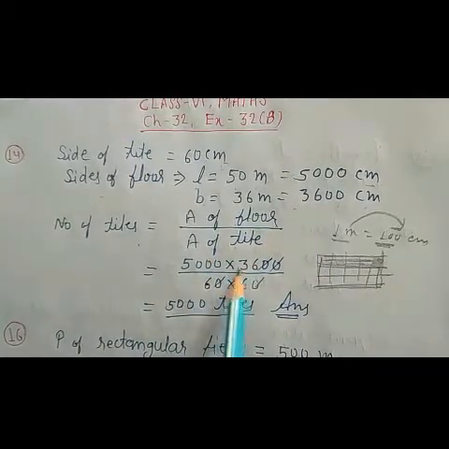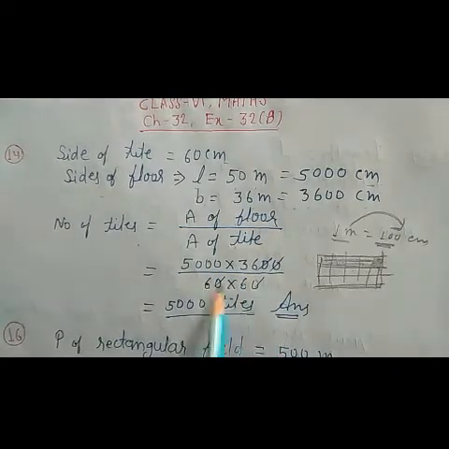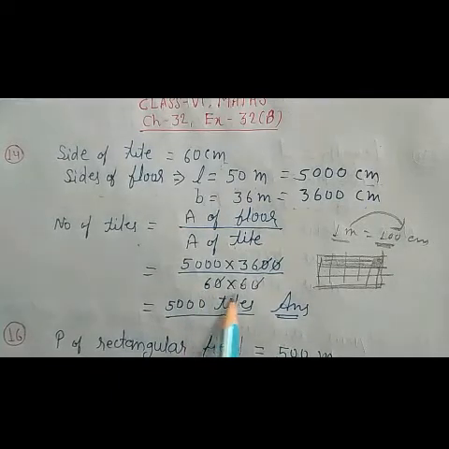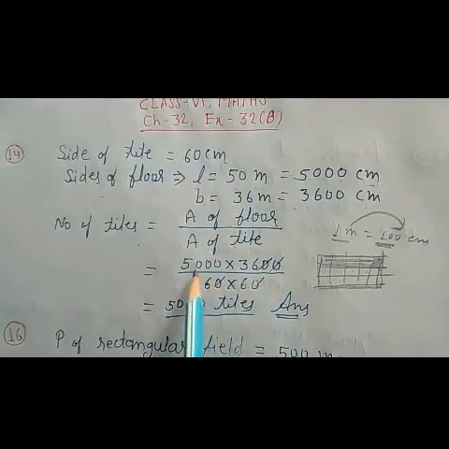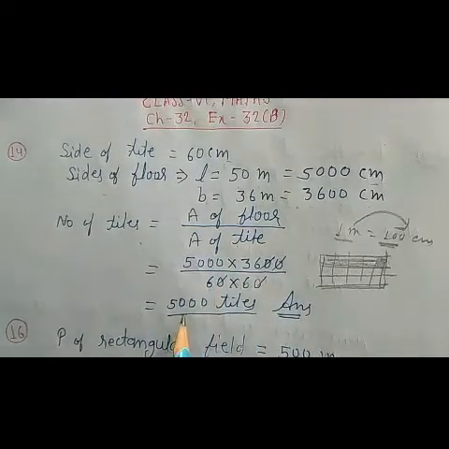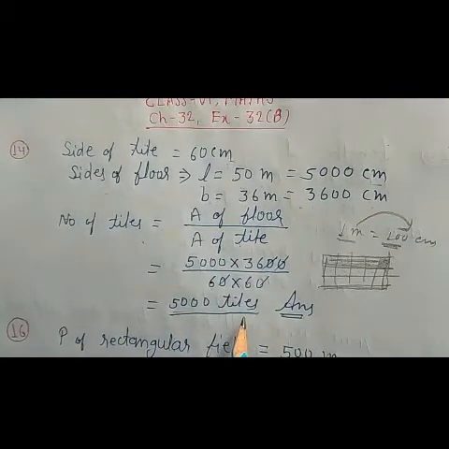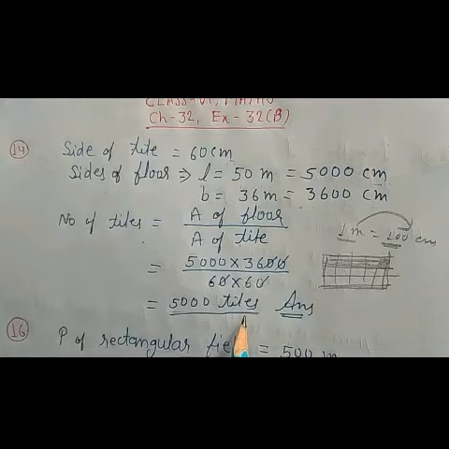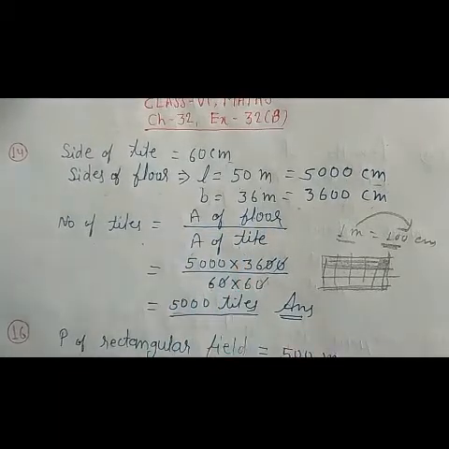This is 5000 into 3600. Length into breadth means area. 60 into 60. These two zeros will be cancelled and 6 sixes are 36. 36 will be cancelled by this 36. 36 ones are 36. It means 5000 remains there. So simply the number of tiles will be 5000. In the 13th question we already discussed the number of tiles required to cover the floor area. Simply divide the area of the floor by the area of the tile.